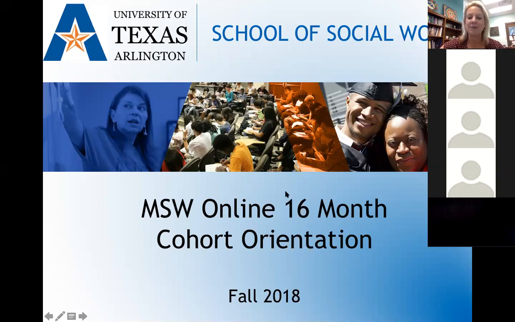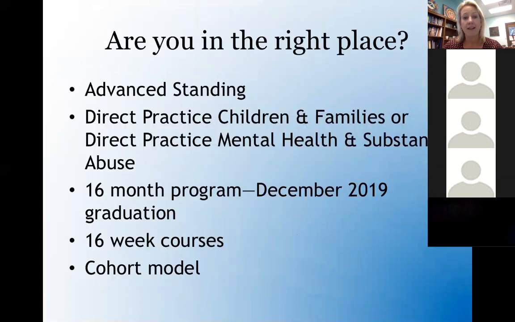Okay, so you are in an orientation for online students who are in the 16-month cohort program. This means that you have advanced standing status. You're coming into the program with a BSW, and you've chosen to specialize in direct practice with children and families or direct practice with mental health and substance abuse. This is a 16-month program.